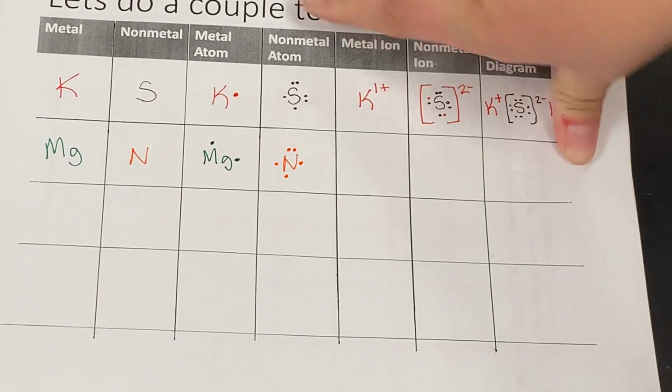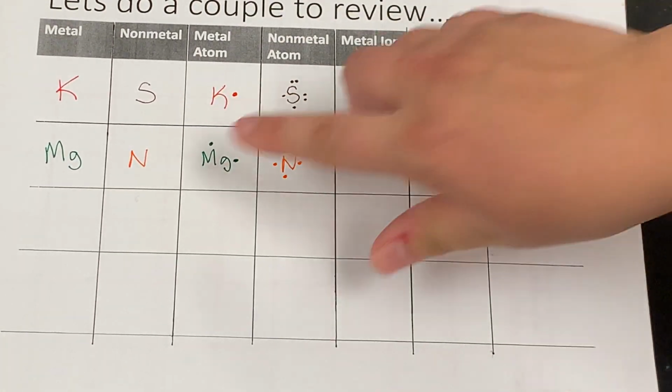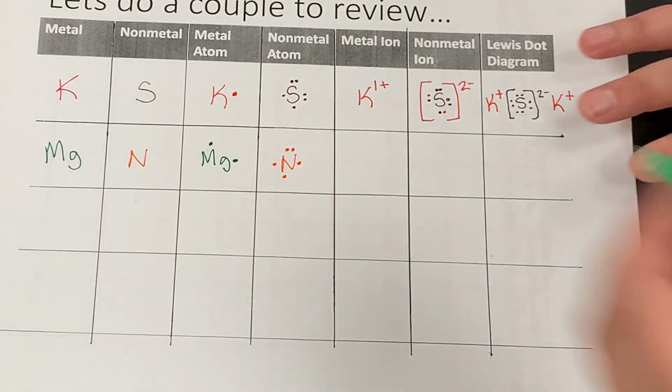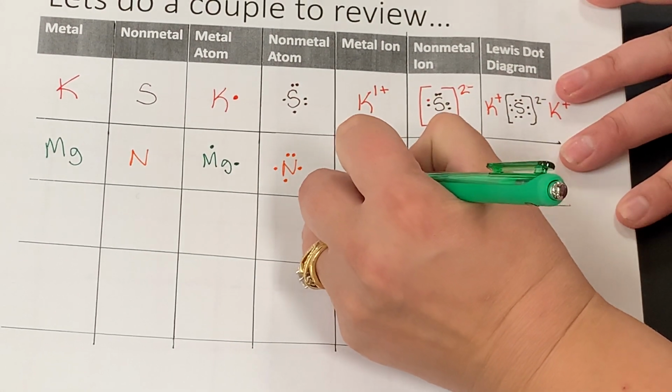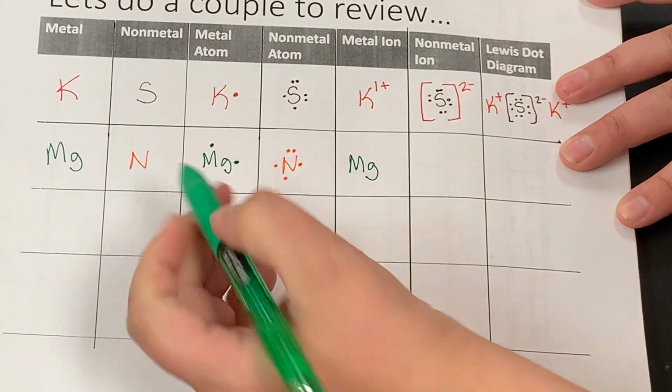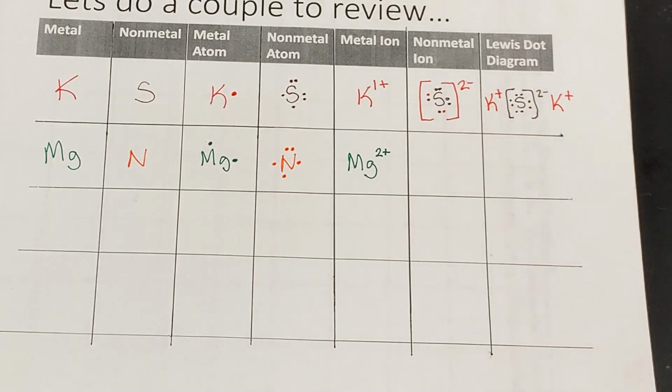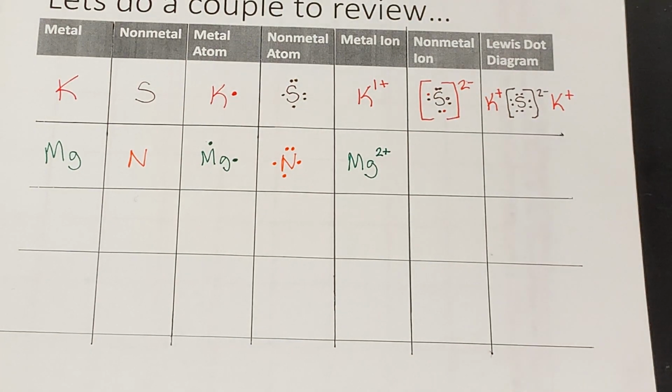Now we're going to move from the atom to the ion. So remember, metals are going to lose all their valence electrons to become positively charged. So we're going to draw the symbol for magnesium. He had 2 valence electrons. He's going to lose both of them, and then he becomes 2+ because he lost 2 electrons.